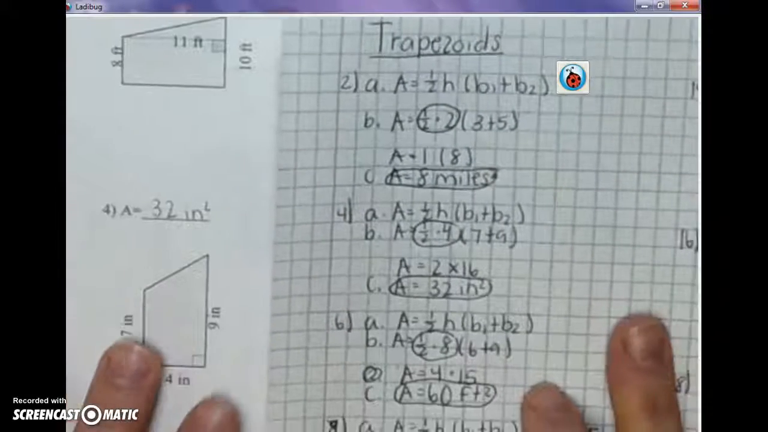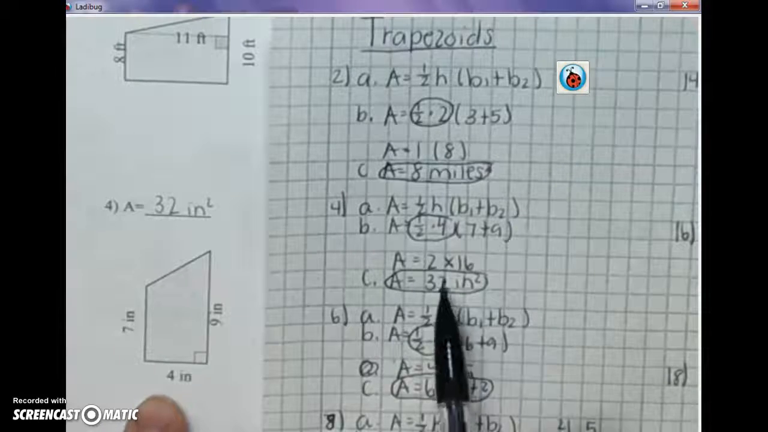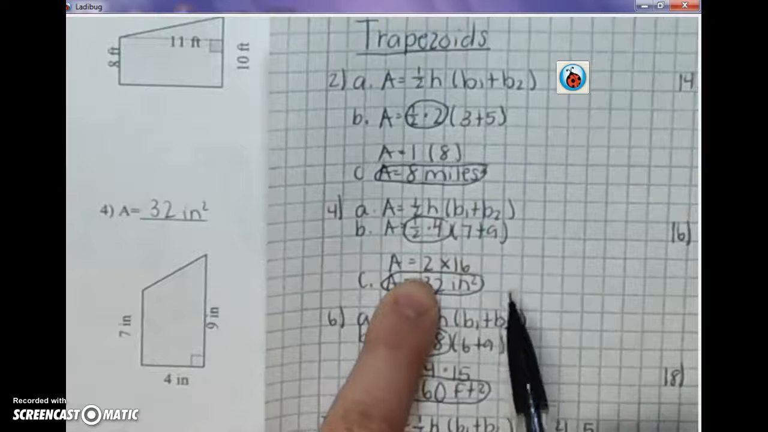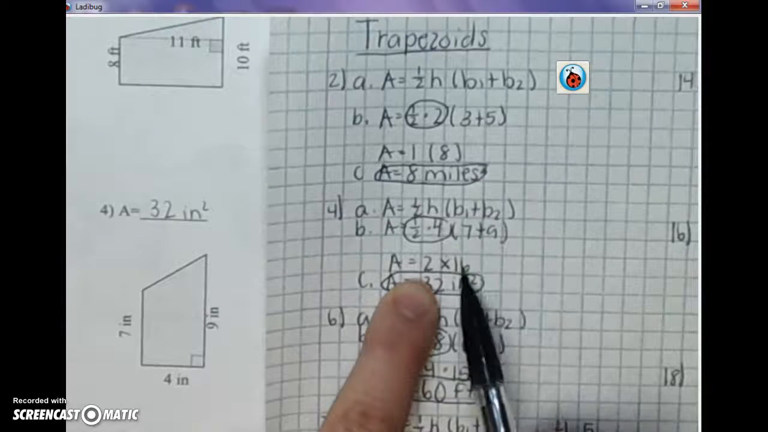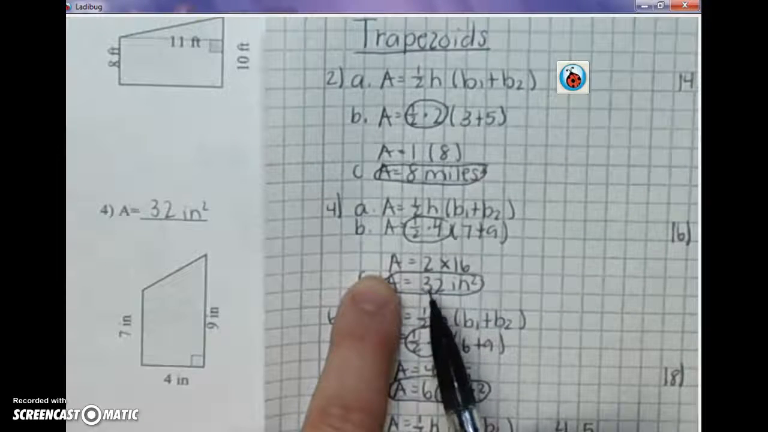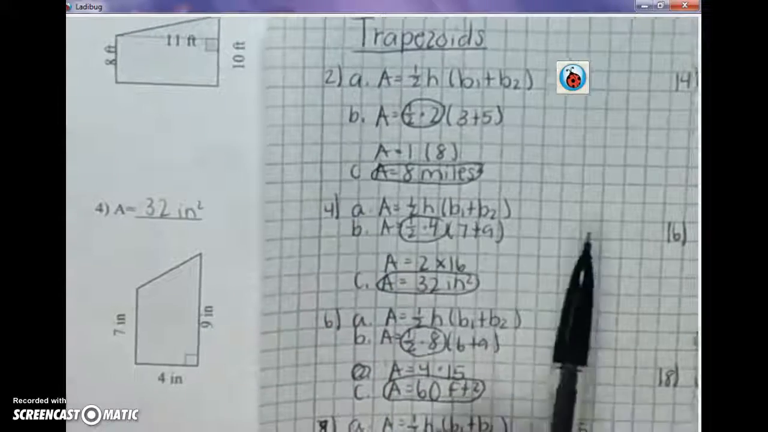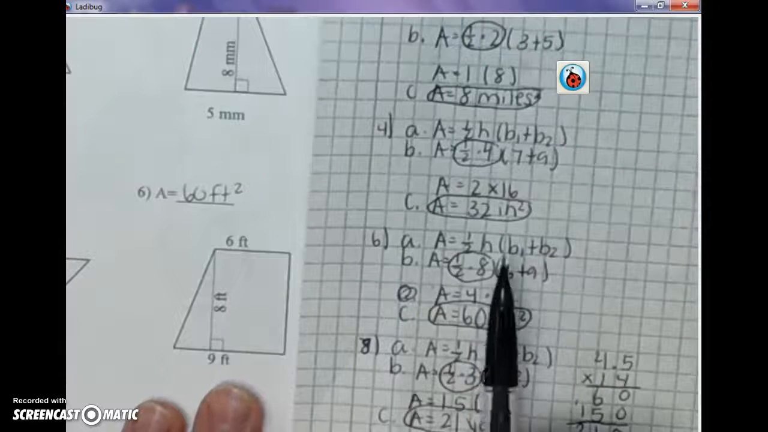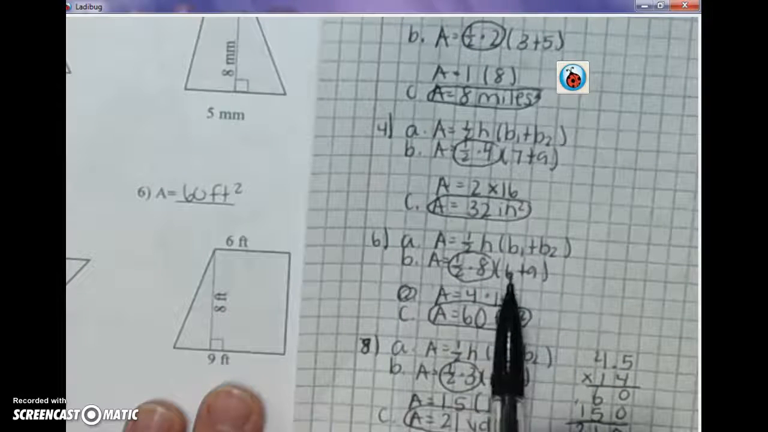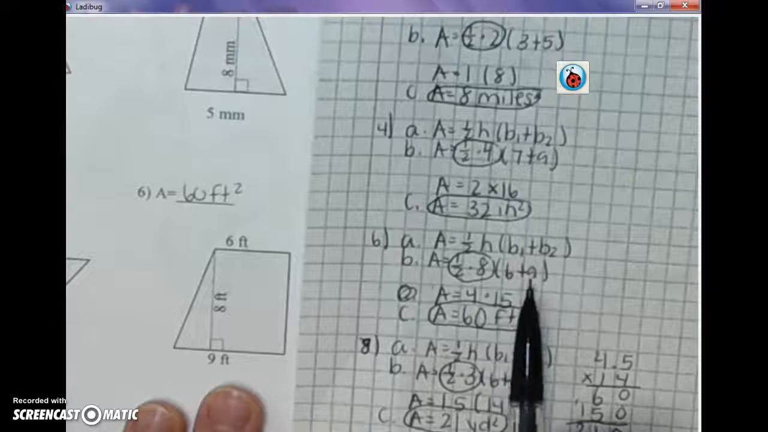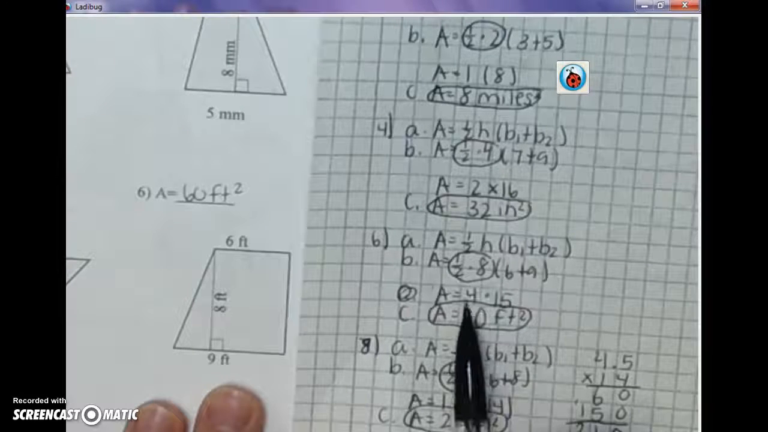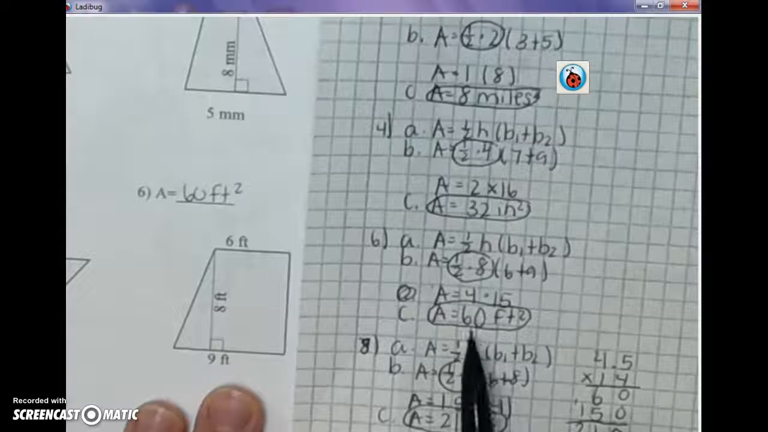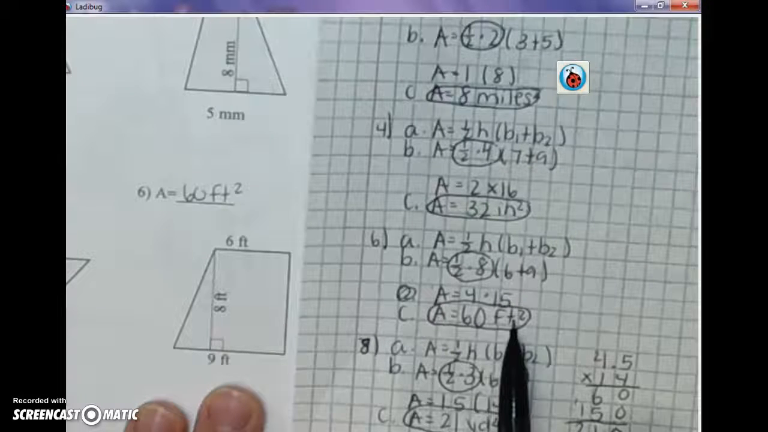Number 4. My height is 4, and my bases are 7 and 9. Half of 4 is 2. 7 plus 9 is 16. 2 times 16 is 32 inches squared. Number 6. The height is 8, and the bases are 6 plus 9. So half of 8 is 4. 6 plus 9 is 15. 4 times 15 is 60 feet squared.